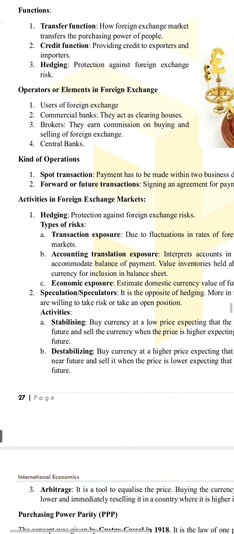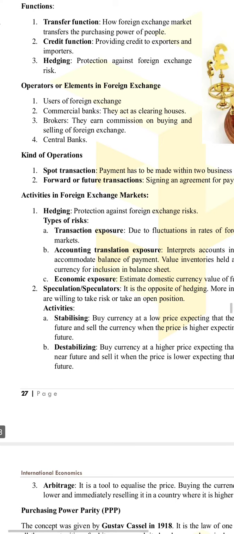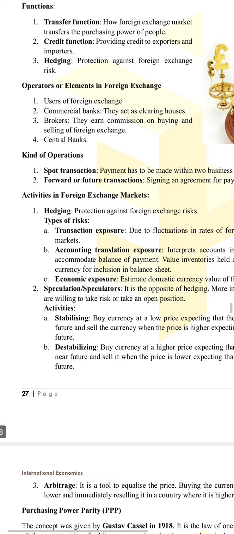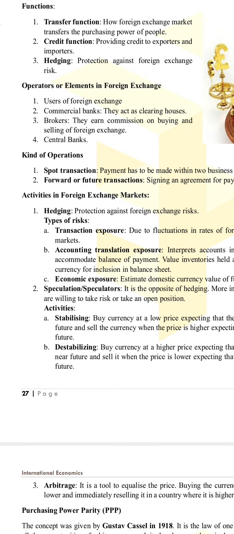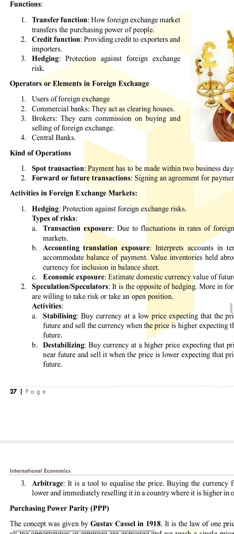The operators or elements in foreign exchange are users of foreign exchange, commercial banks, which act as clearing houses, and brokers, who earn a commission on buying and selling of foreign exchange. The foreign exchange operations are carried out by the central bank.